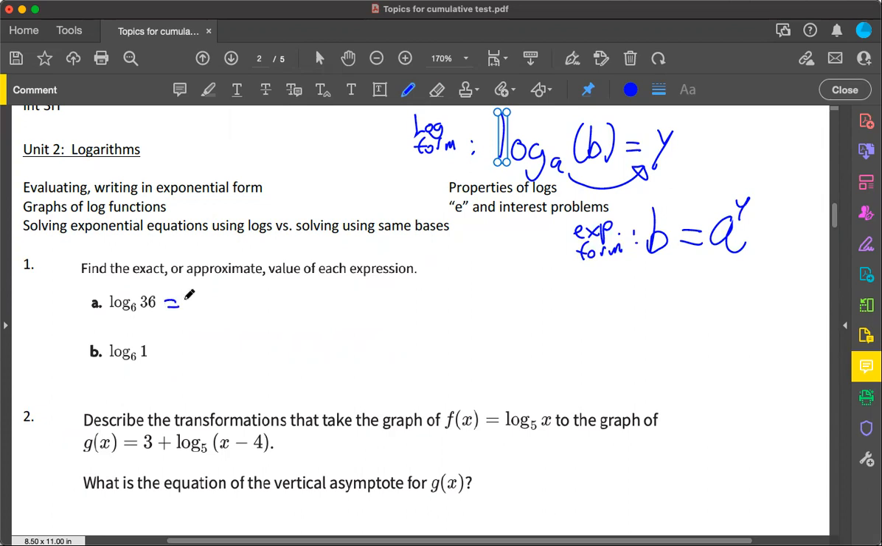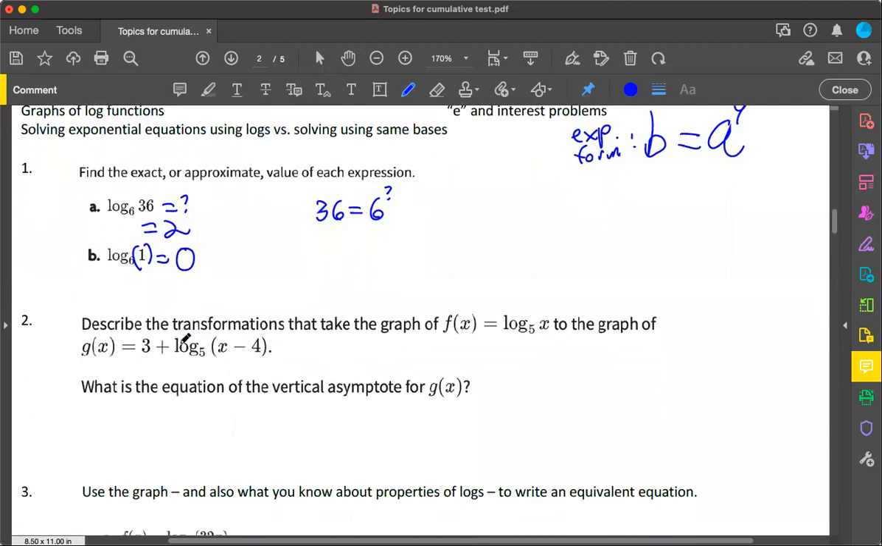So you should look at this and think that this all equals some number. And in exponential form, you're saying 36 equals 6 to some exponent. So I hope you don't have to guess and check too much on this. It should just be that it's equal to 2. And then a golden rule, if you have an argument of 1 in a log, it all has to equal 0. Because 6 to the 0 power is 1.